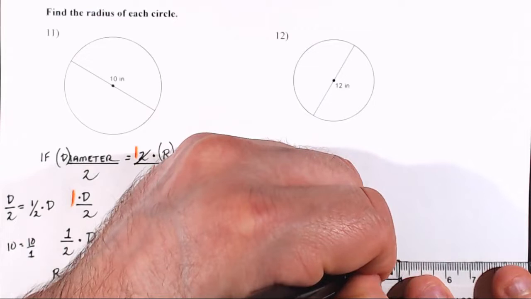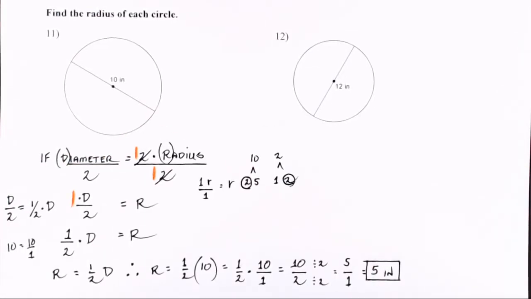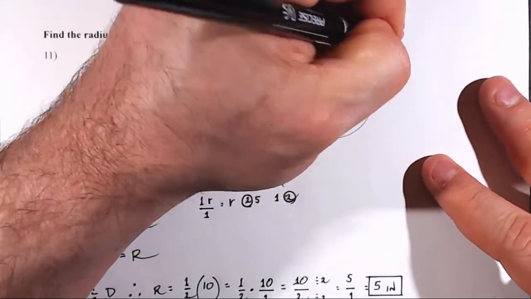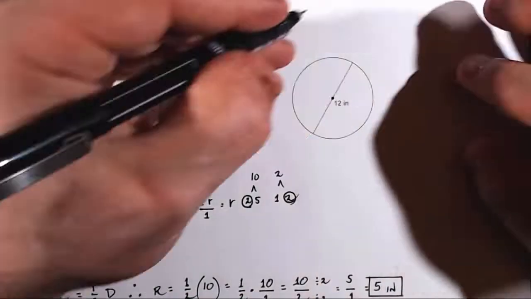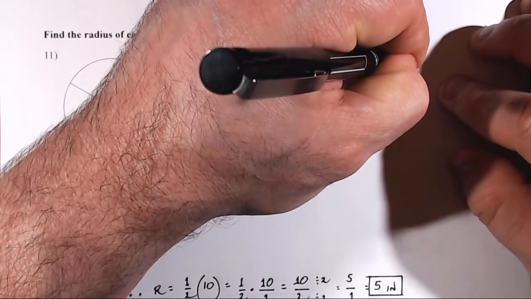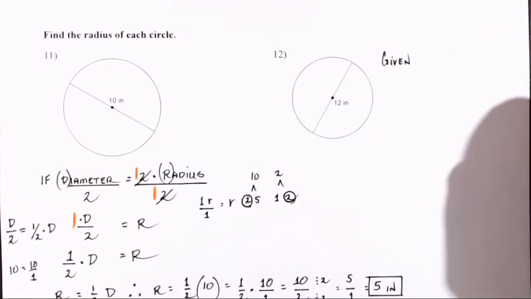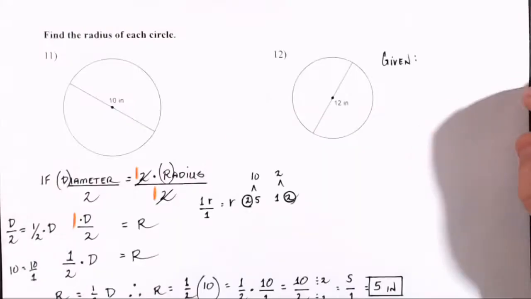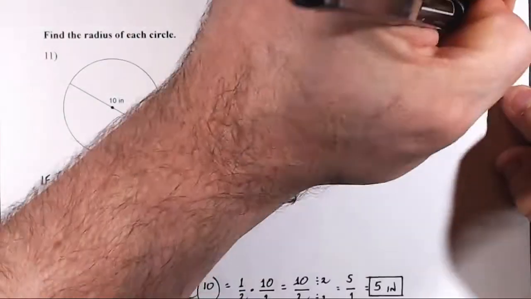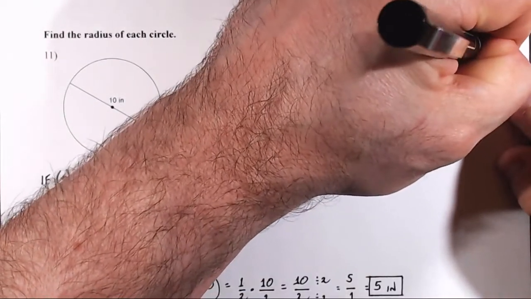But in the end, you'll come up with the same thing. Okay, for number 12, we won't go through so much of the behind the scenes work. We have a diameter of 12. So another thing we like to do in algebra is write down what we're given. So in this problem, what are we given? We are given that the diameter equals 12 inches.